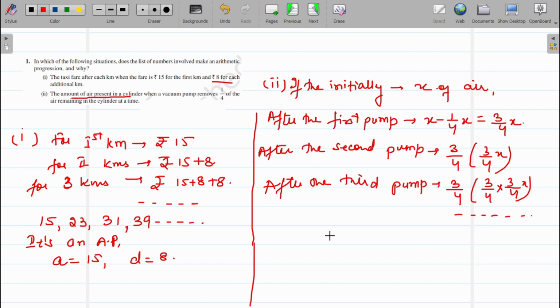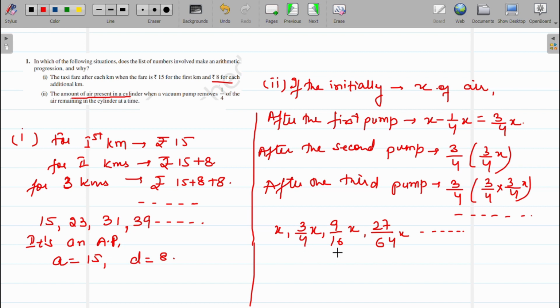So if you have seen, we have the sequence X, 3/4 X, 9/16 X, 27/64 X, and so on. When we say it's an AP, we can check. Clearly it's not an AP. The relationship here is basically multiplying by 3/4. Each preceding term, if multiplied by 3/4, gives you the succeeding term. You are not adding something.